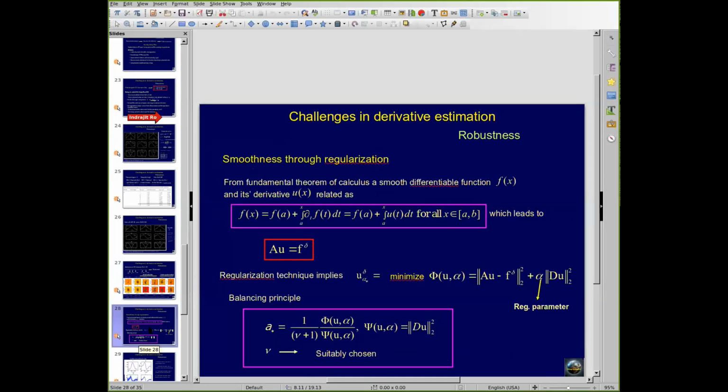Can we do derivative estimation by other means? Yes, we can. We can do it by a regularization technique. Here I developed a regularization technique based on the concept of the antiderivative. As we learned in school, if a function f(x) has a derivative, then we can have an antiderivative. Within this concept, you can generate a matrix equation where A is the operator, F delta is the actual data set, and U will be the derivative.